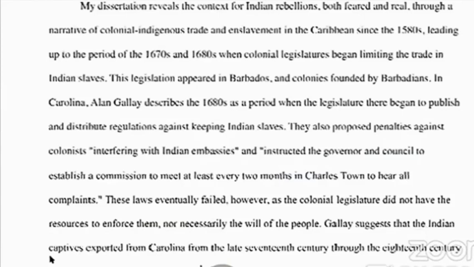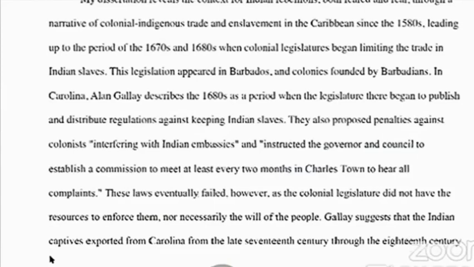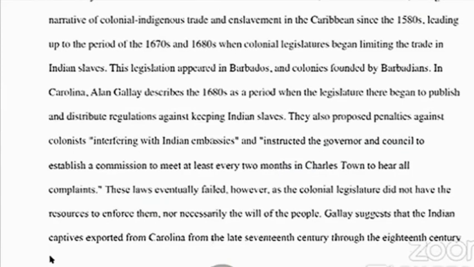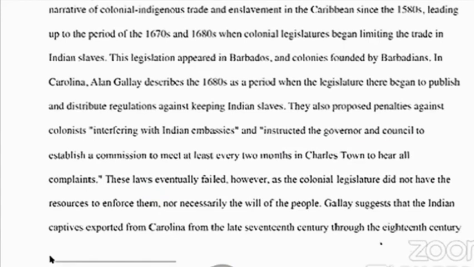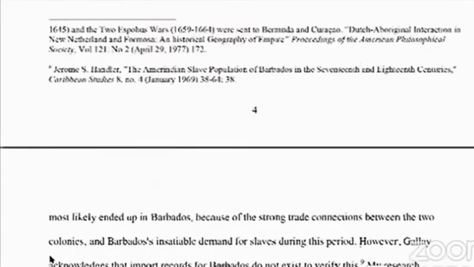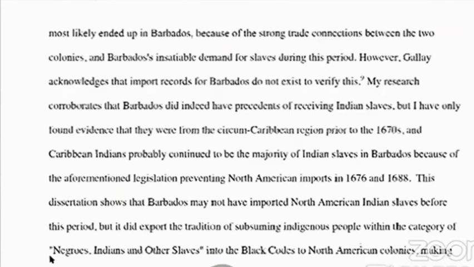Galley suggests that the Indian captives exported from Carolina from the late 17th century through the 18th century most likely ended up in Barbados. Again, they'll tell us in history books, and when we go read about sugar plantations and all that in Barbados, Jamaica, all that, they'll always keep telling us that they kept getting slaves from West Africa.